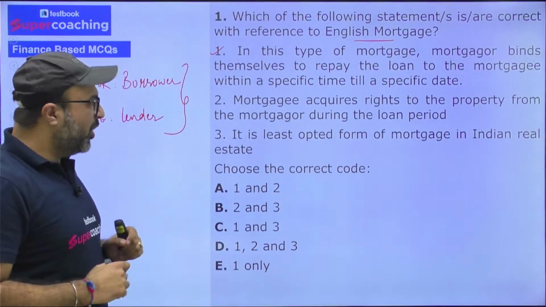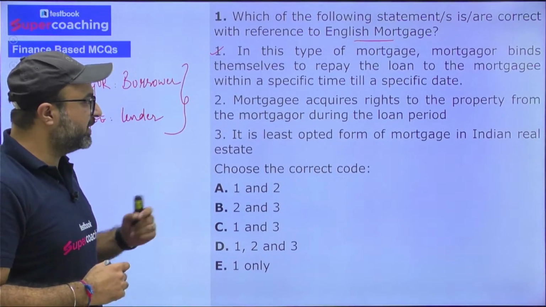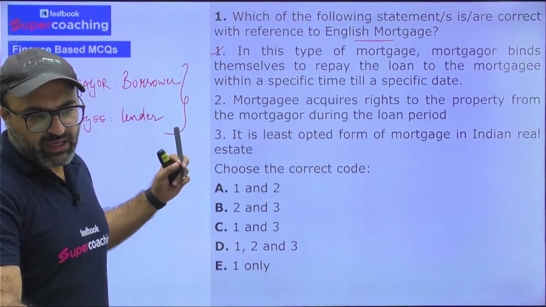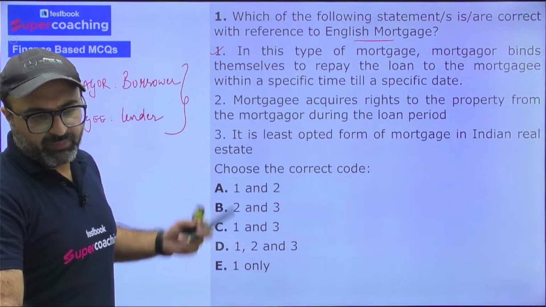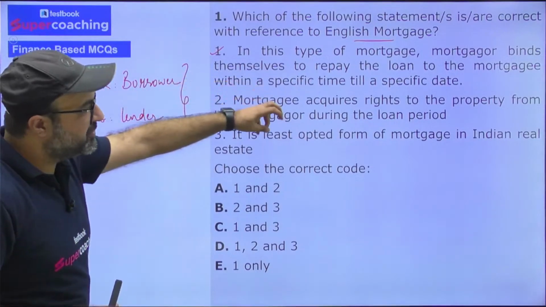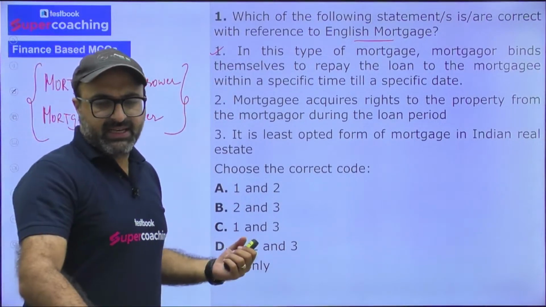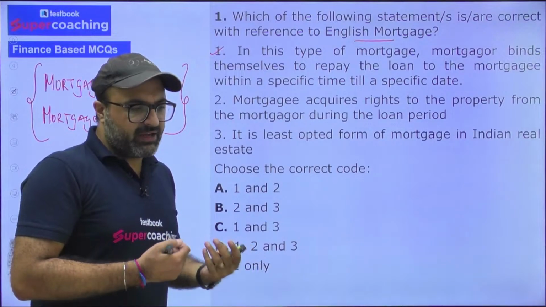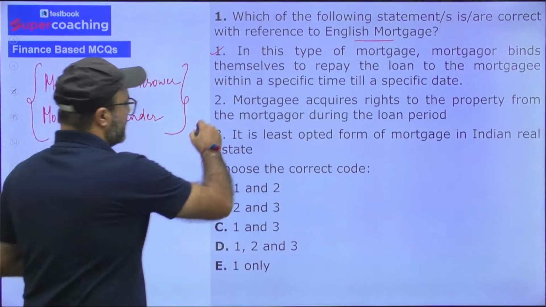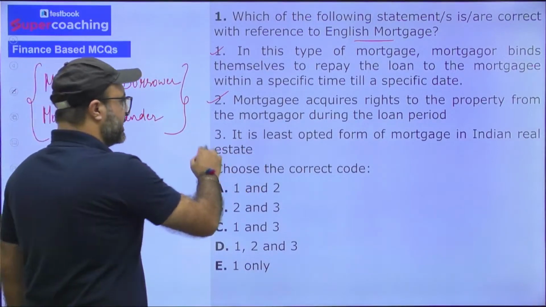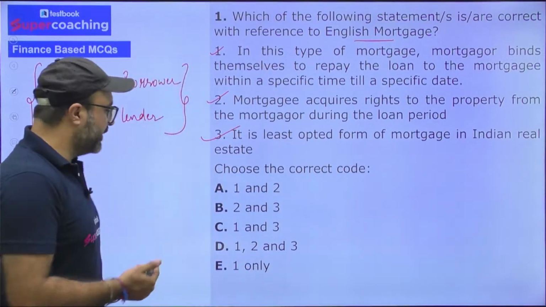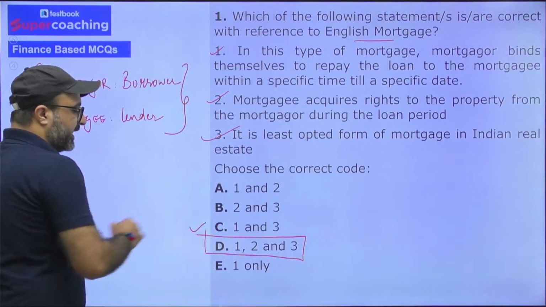Second, mortgagee acquires right to the property from the mortgager during the loan period. What does it mean? Please read this point quite closely and properly so that you can answer it. It's a really important point which you need to understand. It says that the mortgagee, that means the lender, acquires rights to the property from the mortgager during the loan period. Does he have the right to the property? Yes, sir. He can sell the property if the loan has not been paid back, or I would say the loan has been declared as NPA, then the lender has the power to sell it. So that is also true. It is the least opted form of mortgage in Indian real estate. That is also true. In India, it is a very less followed type of mortgage. So the answer to this question would be option D: 1, 2 and 3 are correct.